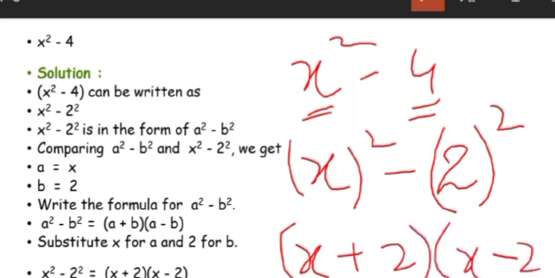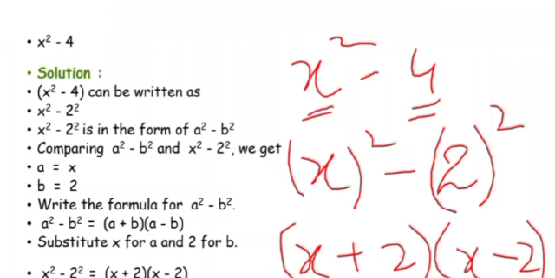So this was a little bit of explanation about the three algebraic identities. Let us continue with the remaining identities in the next session.